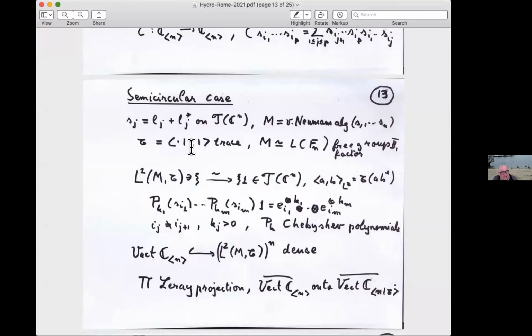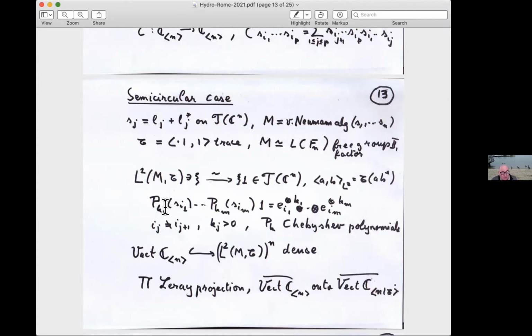And the map from L2 of the von Neumann algebra with respect to the trace. So the vacuum expectation gives a trace on this free group von Neumann algebra. And if we take the L2 space with respect to the trace, then the map which takes the L2 space to the full Fock space, applied to the identity, is a unitary operator.